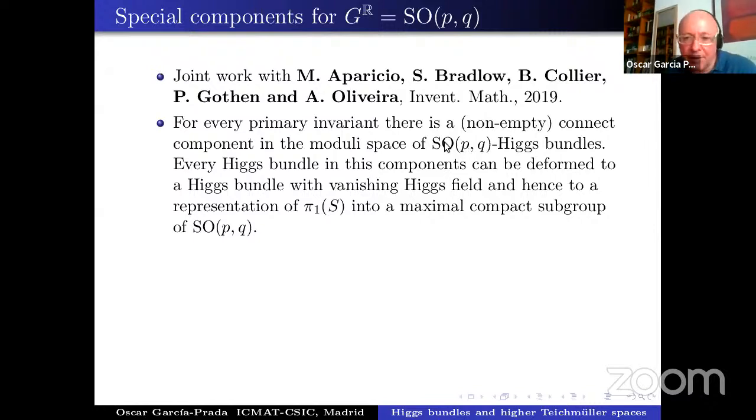You can do this for the connected component, but let's do it for the whole thing. And so if you fix the right topological invariant, then you can prove that there is always a component that has this feature, that every element in that moduli space with this fixed topological invariant, every representation there, or every Higgs bundle, can be deformed to one in which the Higgs field actually is zero, and therefore is really a representation. So when the Higgs field is zero, that is a representation to the maximal compact of SO(p,q).